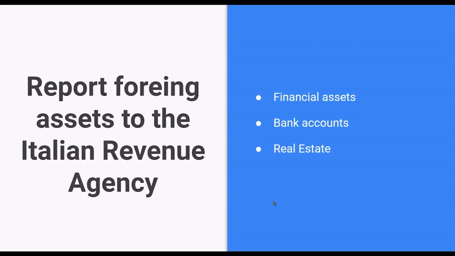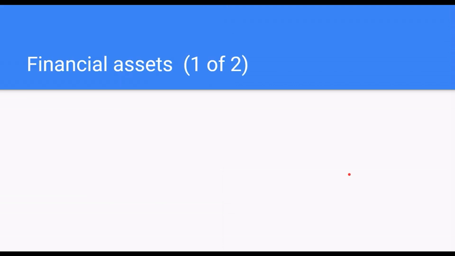As we've seen before, Italy wants to tax everything that you earn abroad. So you are subject to worldwide taxation, and all the income generated abroad is taxed in Italy. But not just this. You have to report the foreign assets also to the Italian Tax Revenue Agency. What do you have to report? Well, the financial assets, the bank accounts, and real estate, like any kind of property. So let's first have a look at these financial assets.